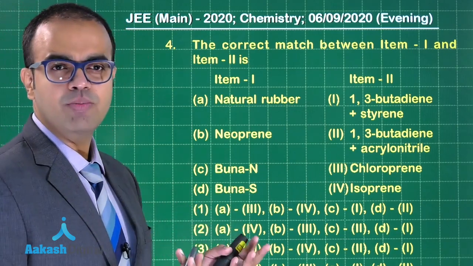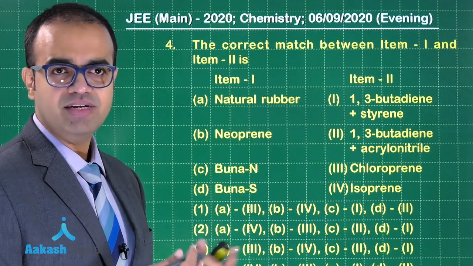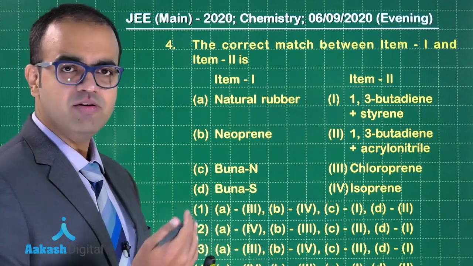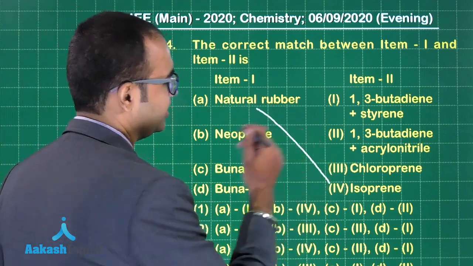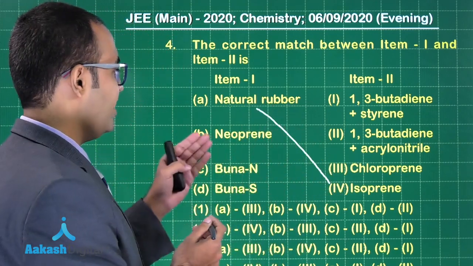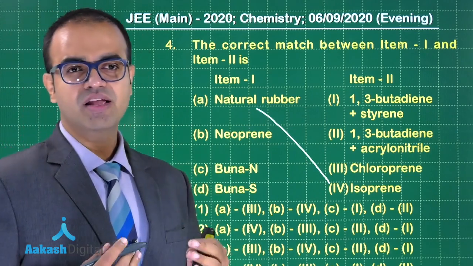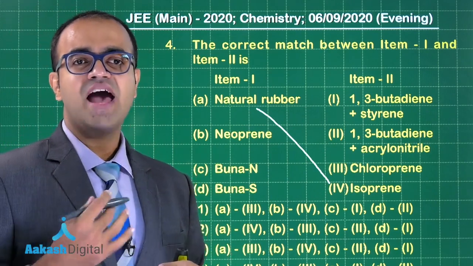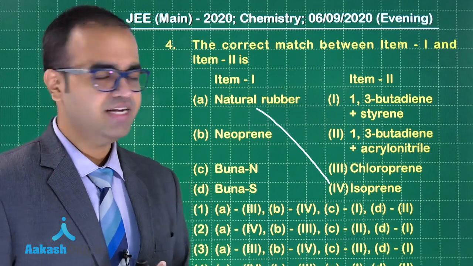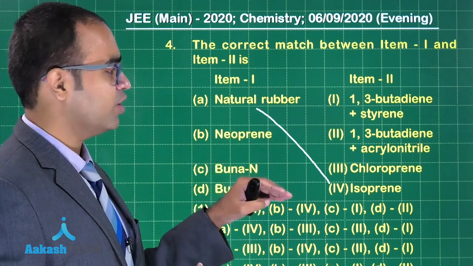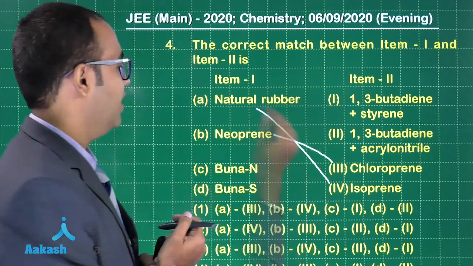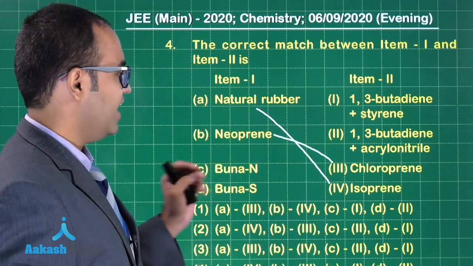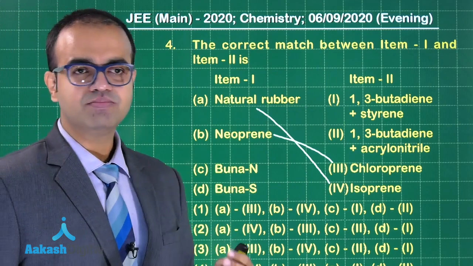Natural rubber, what do I know about natural rubber? Is it a polymer? Yes. Is it a polymer of isoprene? Yes. So A is what? A is 4. Neoprene. What is neoprene? Neoprene is the closest analog to natural rubber, right? So neoprene is made up of what? Neoprene is made up of chloroprene, okay?